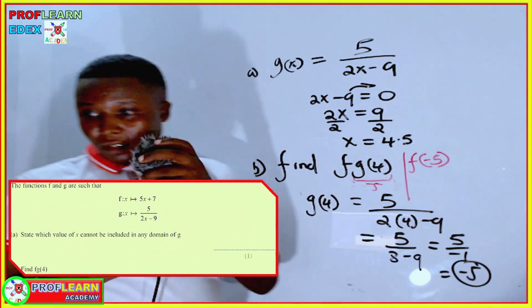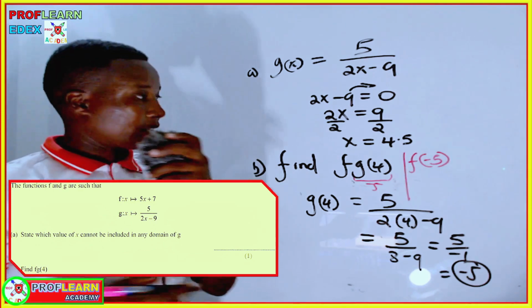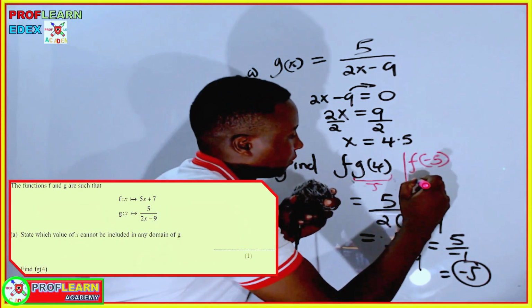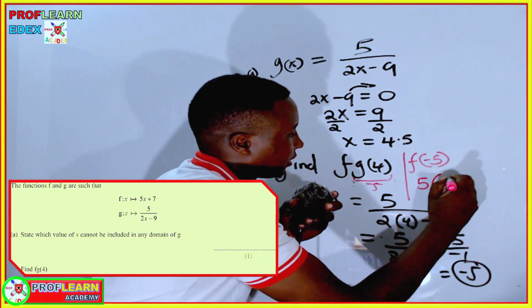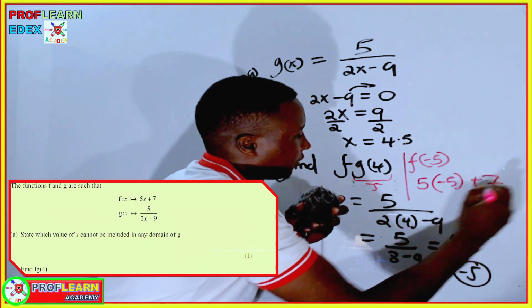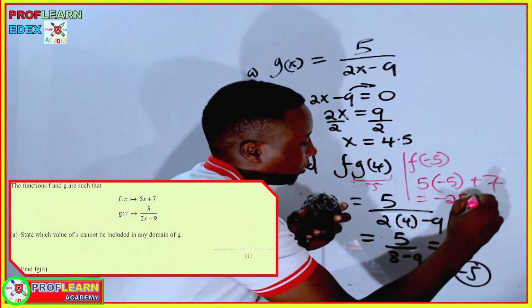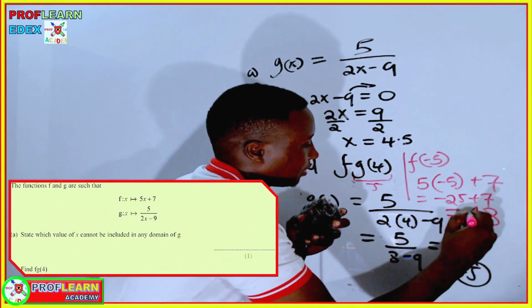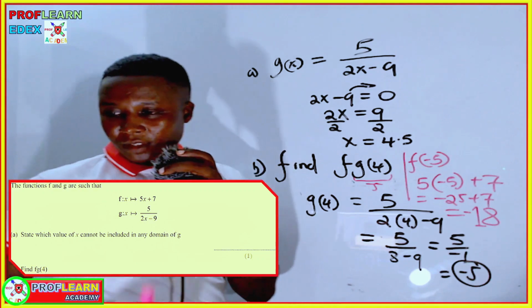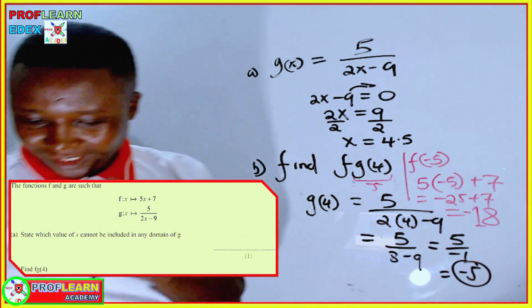Now the function f is 5x plus 7. So 5x, our x is negative 5, plus 7. This becomes negative 25 plus 7. So the final answer becomes negative 18. The final answer at that particular point is negative 18.